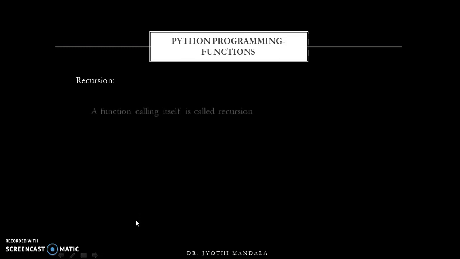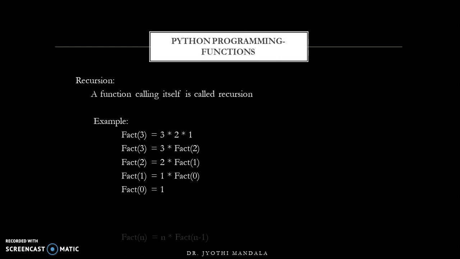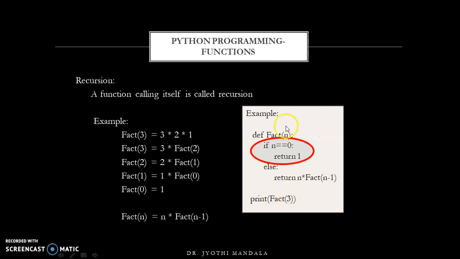We have another concept called recursive function. A function calling itself is called a recursive function. Now if you see here, if you want to find out the factorial of a number, you can find out the factorial of a number by following the recursion. So if you see here, you need to first give in the function the end statement, and then you can find out the factorial.